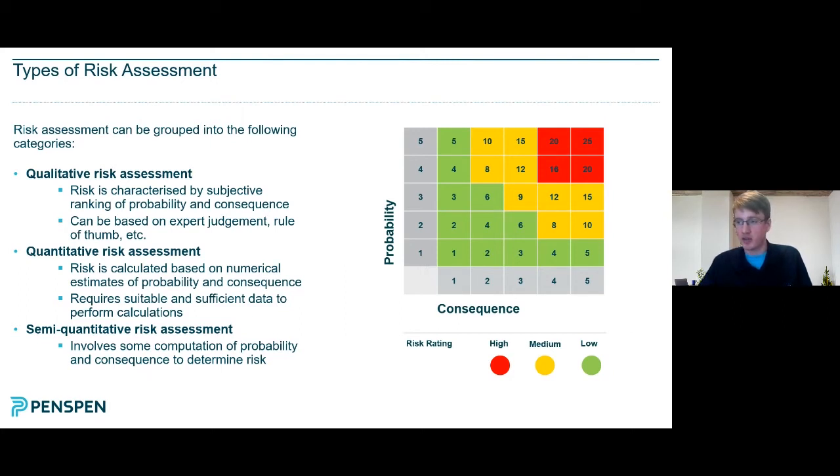And then finally, quantitative risk assessment, where you're calculating your risk based on numerical estimates of probability and consequence. So that's the goal really, to reach that level, but typically there isn't as much data available to perform that type of assessment. So typically we fall more within the semi-quantitative risk assessment area, where you use the data that you do have available and then rely on rules of thumb and expert judgment to fill in those gaps in data.